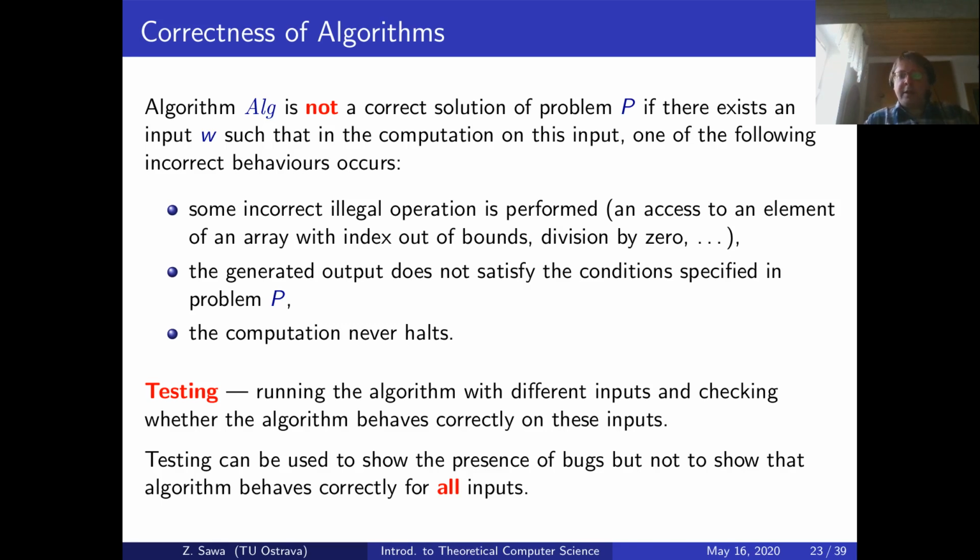So if an algorithm is not correct, it means that there exists some particular input W, which is allowed according to the specification of the input, such that when the algorithm performs a computation on this input, one of three bad things happens. One bad thing is that, depending on the kind of machine, some kinds of operations cannot be performed in some configurations.